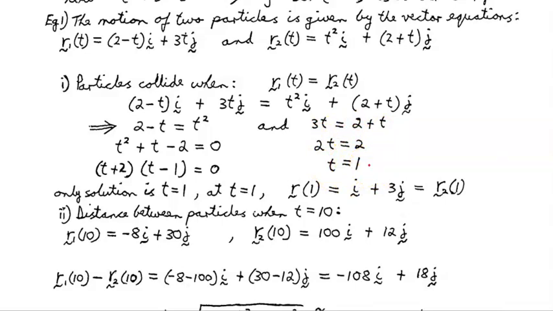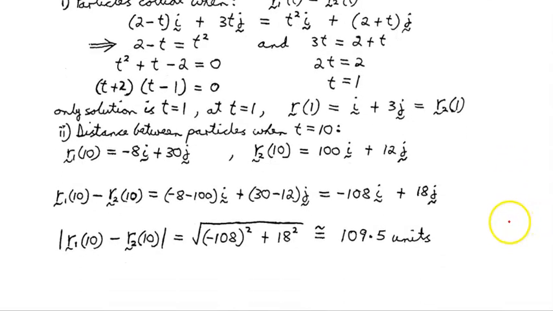The solution can only be where both values agree, and so t equals 1 is the only possible solution, because both agree on that. At t equals 1, the position vector for both is i plus 3j. Simply substituting t equals 1 into both to check: 1 squared is 1, 2 plus 1 is 3, so 1i plus 3j. Same over here, 2 minus 1 is 1, 3t is 3, so i plus 3j. So that's the point where they coincide, where they collide.